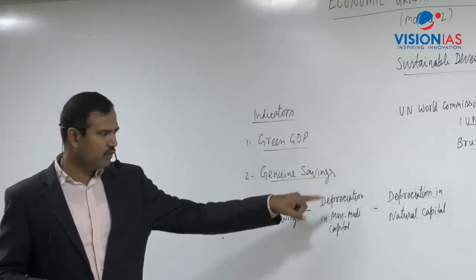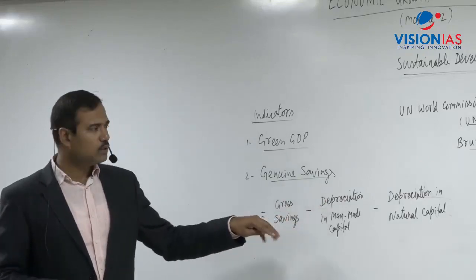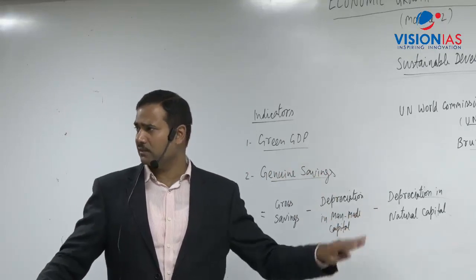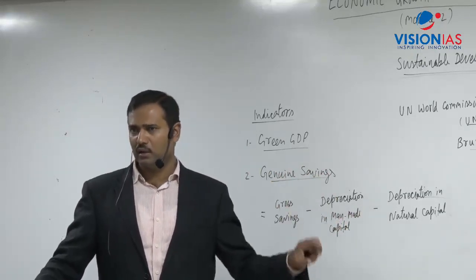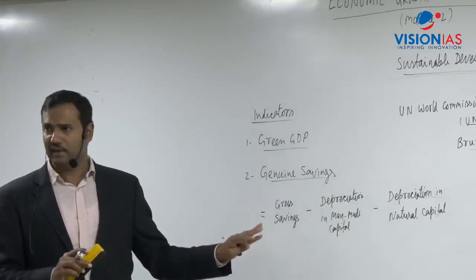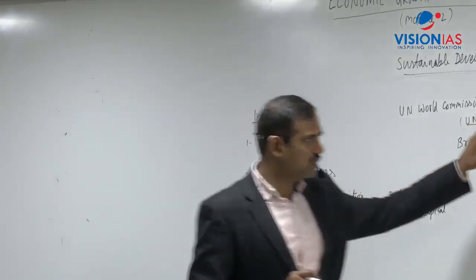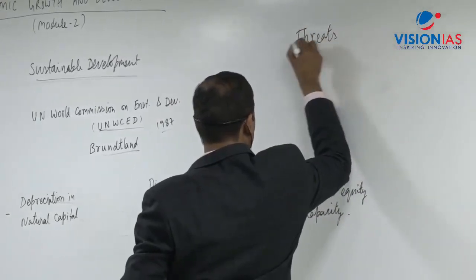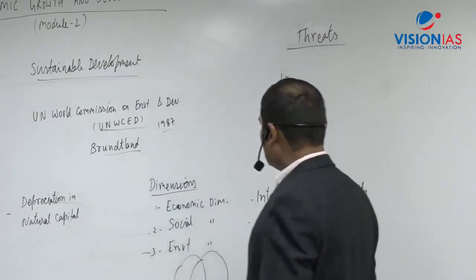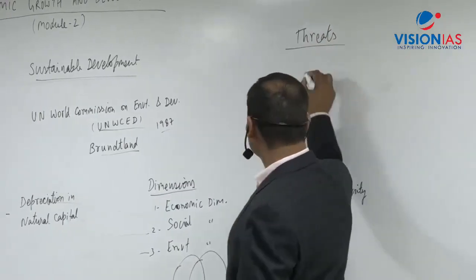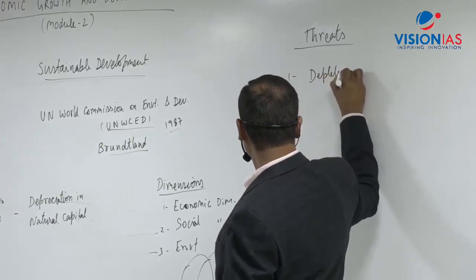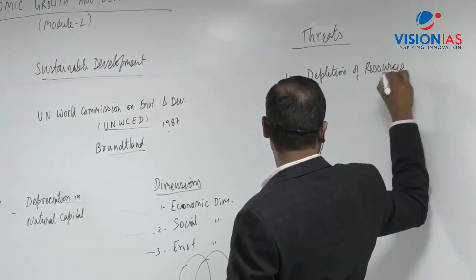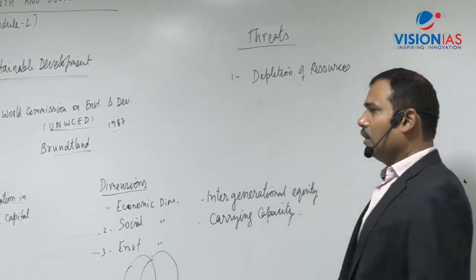In national income we will discuss this gross and net concept in detail. So you should mention depreciation in man-made capital as well as in natural capital. But it is not well defined, it is very subjective. That is why it is not measured now. Most of these concepts are theoretical. Now, what are the threats to sustainable development? The most important threat is depletion of resources.